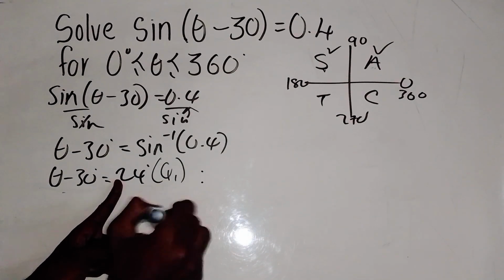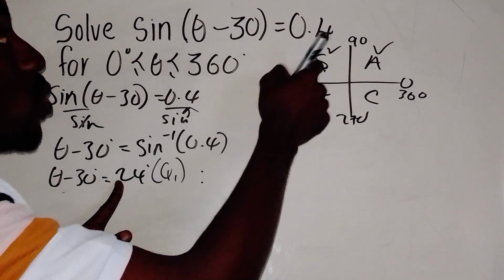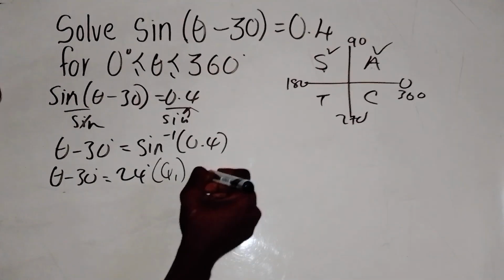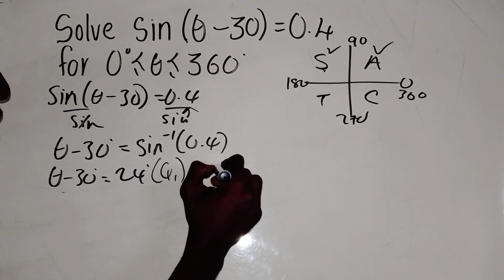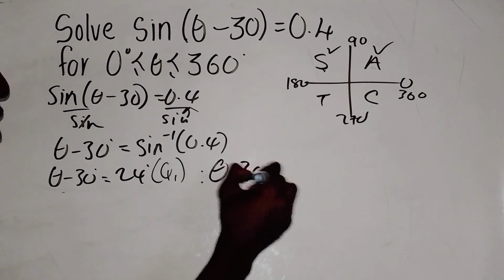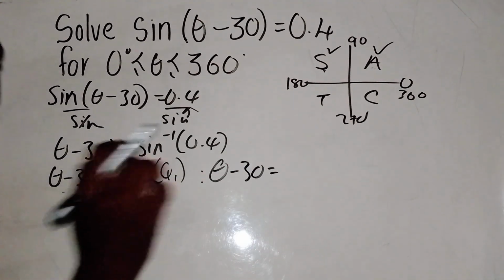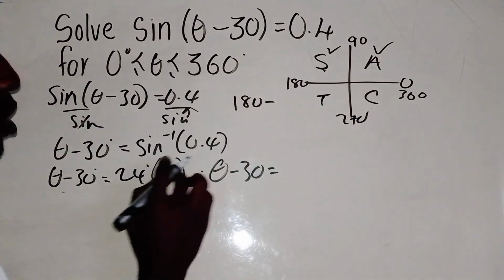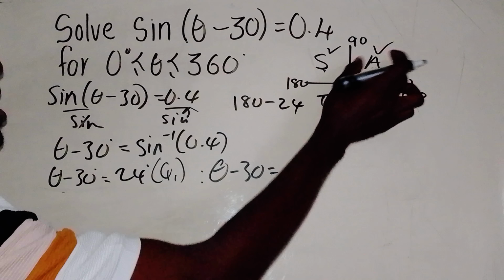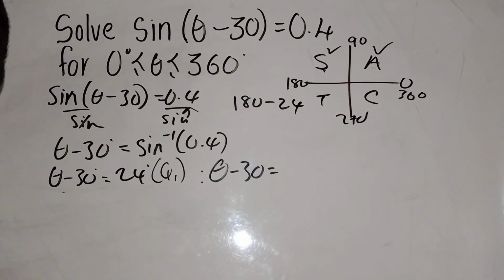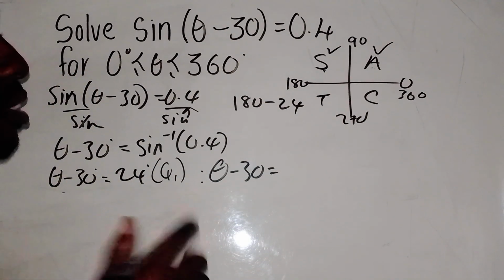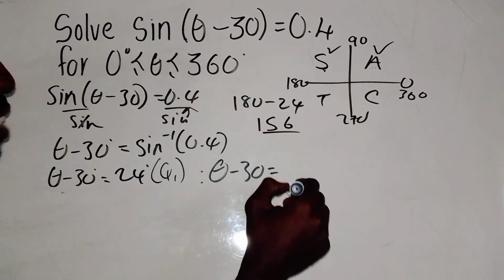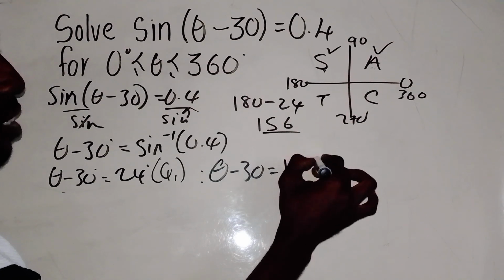So now if you want to find the other angle for the second quadrant, in simple terms, I can just do it like this. I can simply say theta minus 30 is equal to, for the second one, you're supposed to subtract: 180 minus 24. Because 24 is the one in the first quadrant. So meaning that our final answer should contain two angles. Once you subtract these two, you're going to get 156.